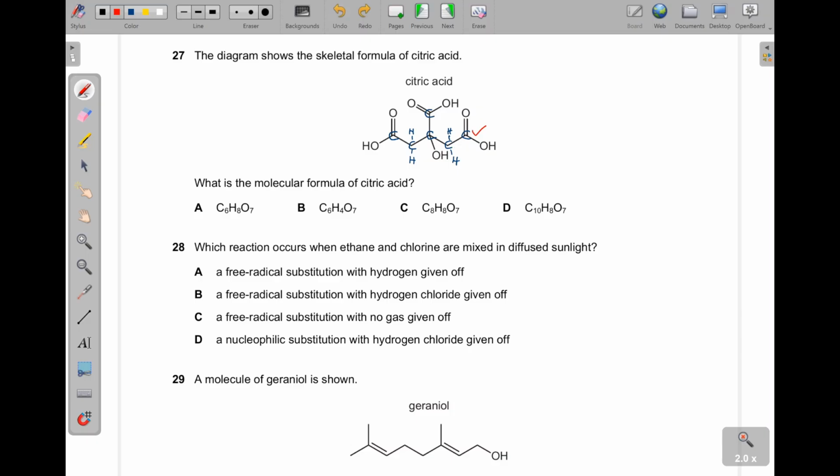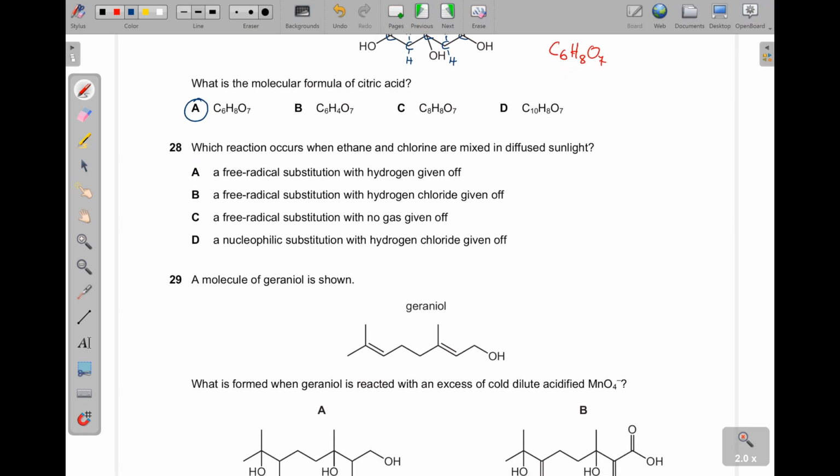So that means we shall have C6. Then we go to hydrogens. We have 1, 2, 3, 4, then 5, 6, 7, 8. So hydrogens are 8. Then I can write 8 here. Then oxygens, we have 1, 2, 3, 4, 5, 6, 7. Okay, so we shall have 7 oxygens. Which one is it? The answer is A here.